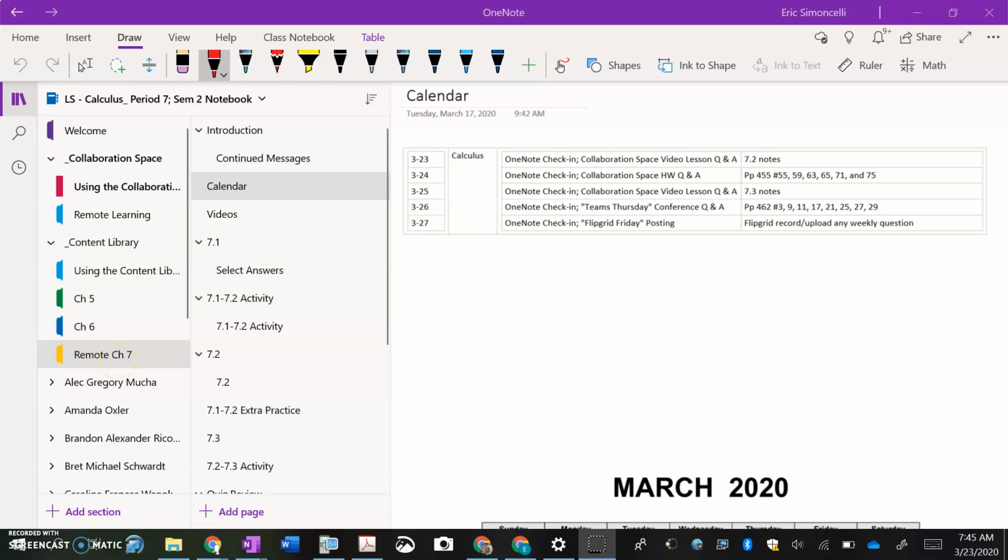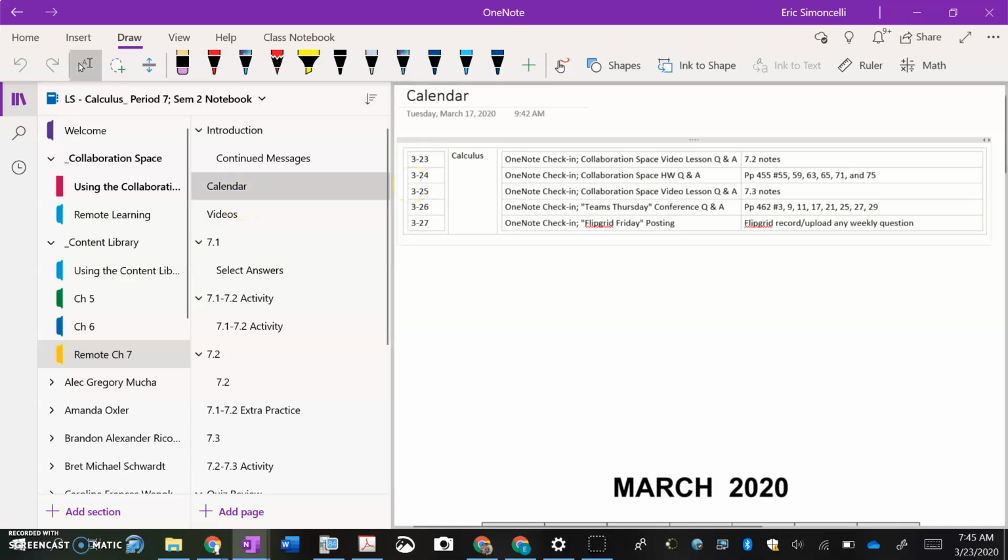I'm in the remote chapter 7 section in the calendar page. As you can see, for today, the 23rd, we're going to be doing our OneNote check-in, which really just entails us literally looking at what we're supposed to be doing here on OneNote. There is a collaboration space video page that I've created, and you'll take a look at that anytime you want to ask me questions pertaining to the video.